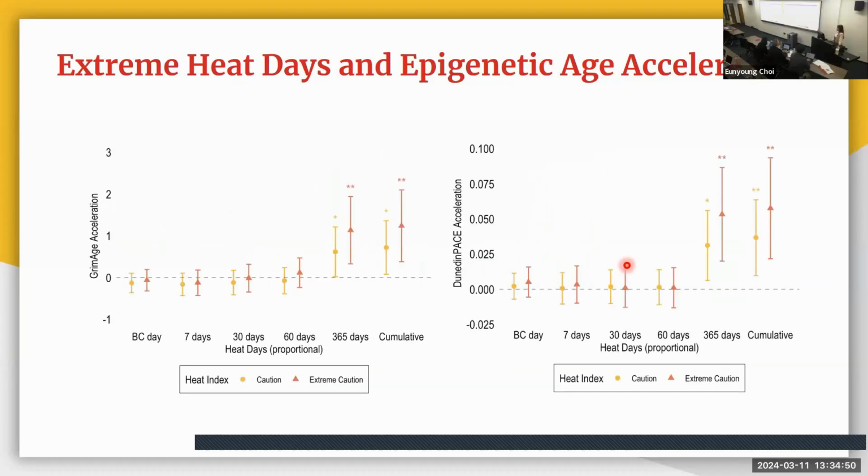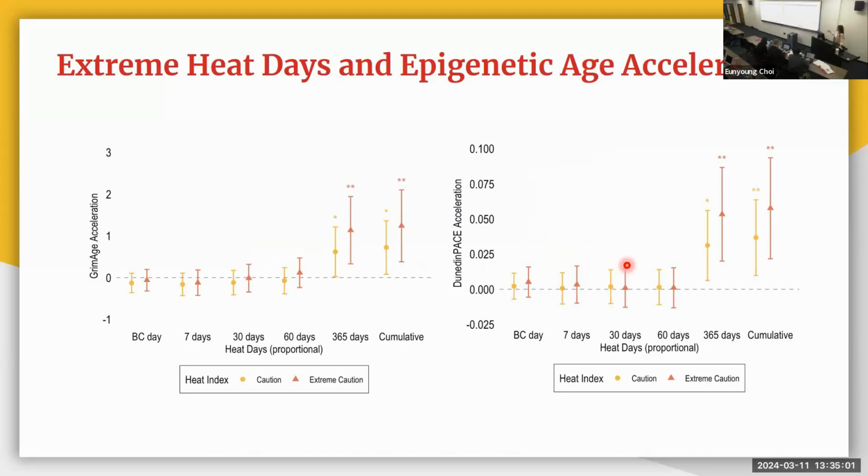And finally, when we look at the GrimAge and DunedinPACE, we see a different story from the Hannum and Horvath's. What we see here is there are accelerations in GrimAge and DunedinPACE only for the longer term exposures. And then we don't see any significant association for the short term or mid-term exposure.